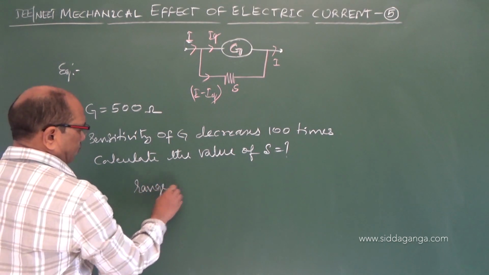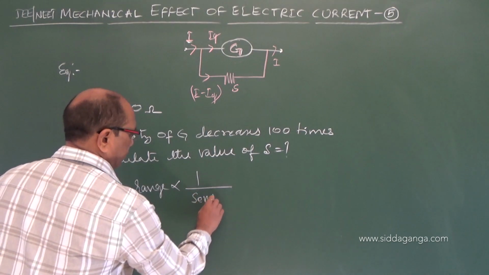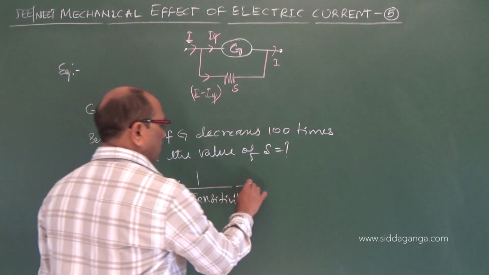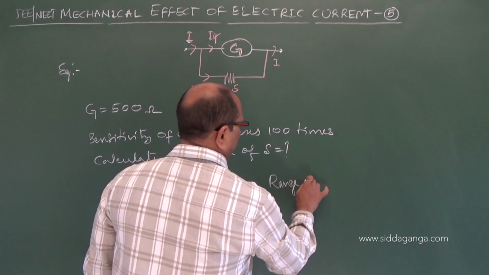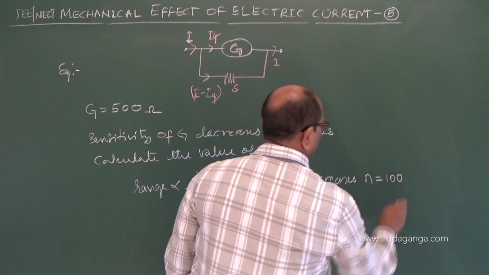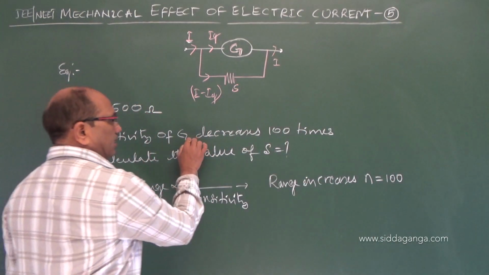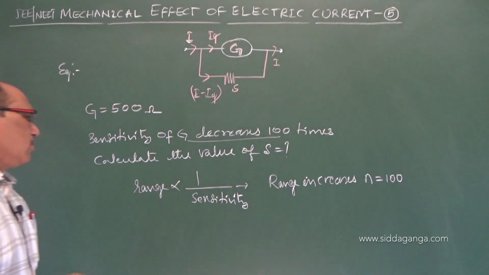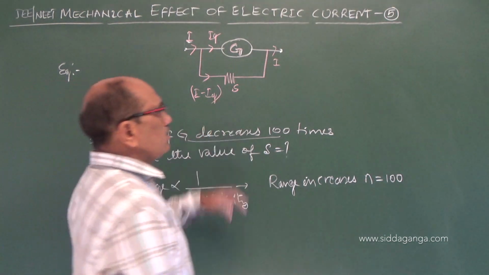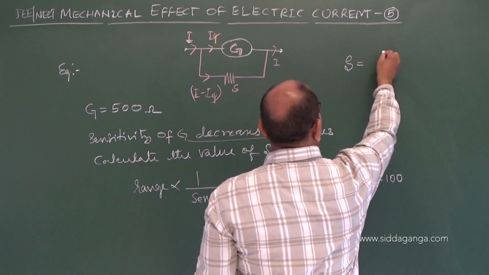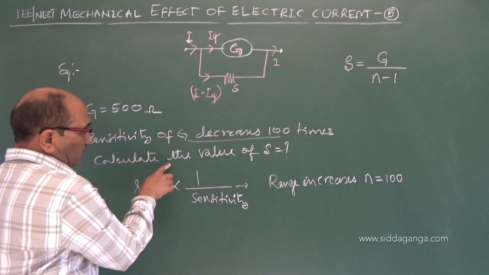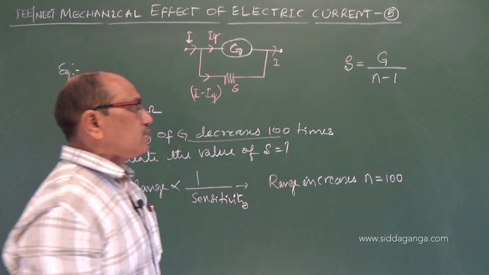Range and sensitivity are inversely related. Sensitivity decreases means range increases to n times, which is 100, because it decreases 100 times, it increases 100 times. So in this case, you know G and N, and have to find the value of S. There is an alternate formula given: S is equal to G upon N minus 1. I hope you have followed the word: sensitivity decreases implies range increases that much of time.